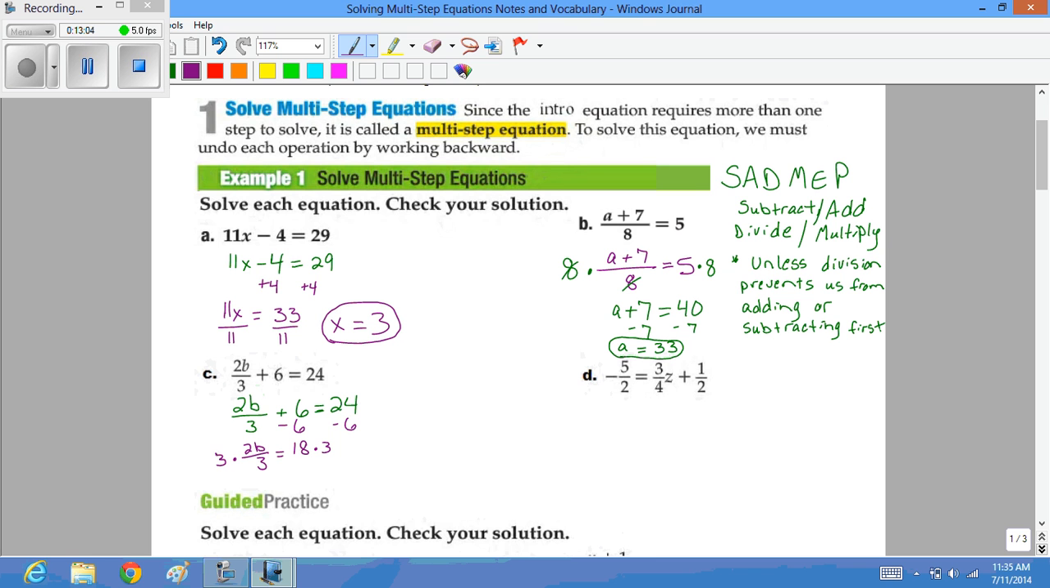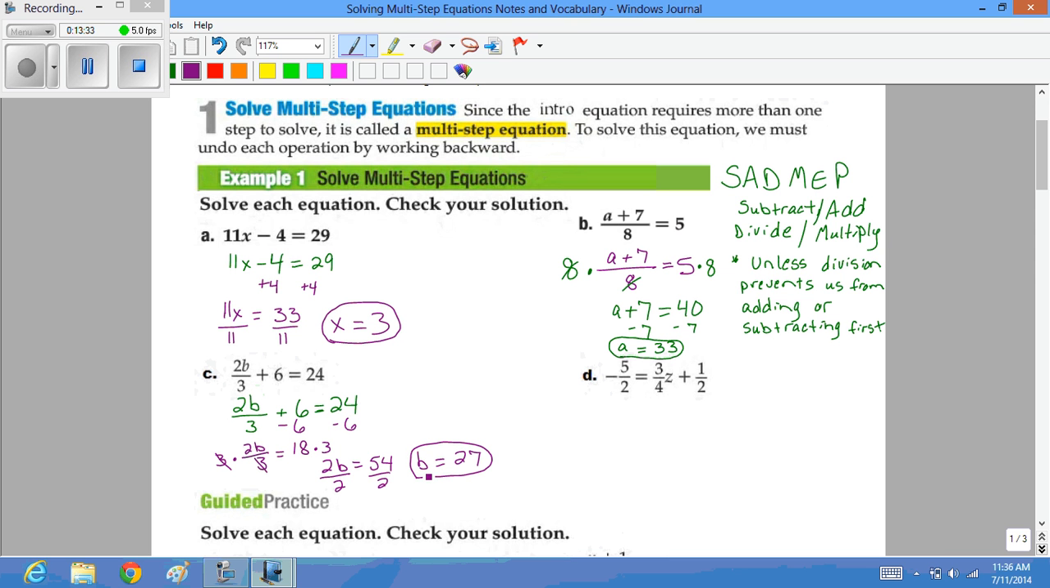Okay, so my 3's cancel, which is what I wanted them to do. I'm left with 2b equals 54. 2 times b equals 54. So how do I get rid of multiplication? I'm going to divide. So my 2's cancel. I'm left with a b, and that equals 27. Okay, again, you could throw that back into the problem to make sure that we have the correct answer.